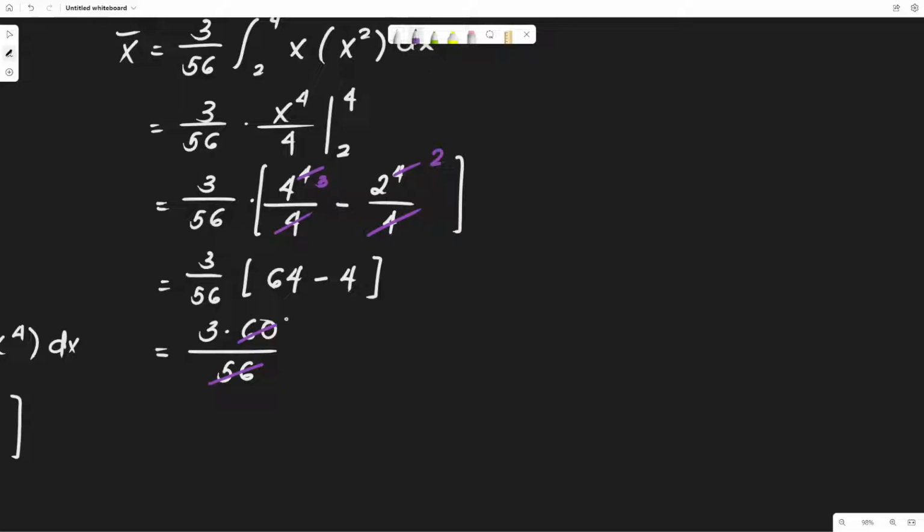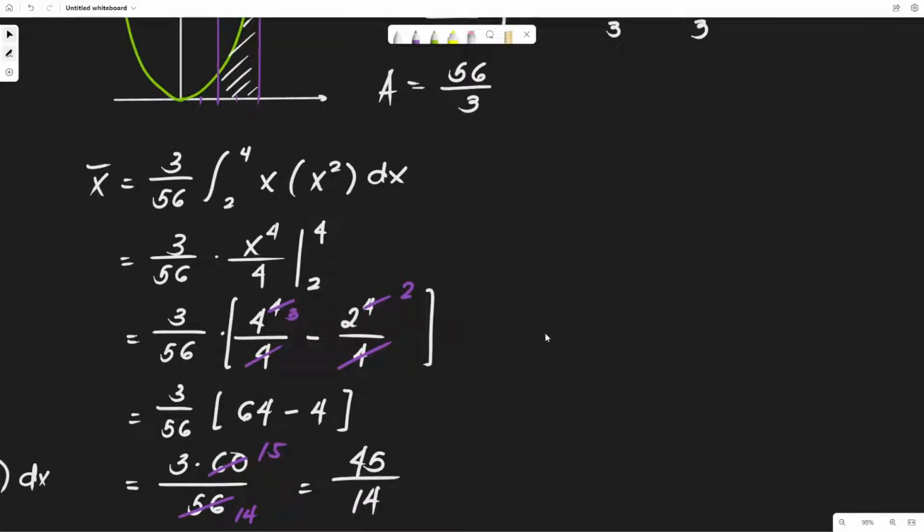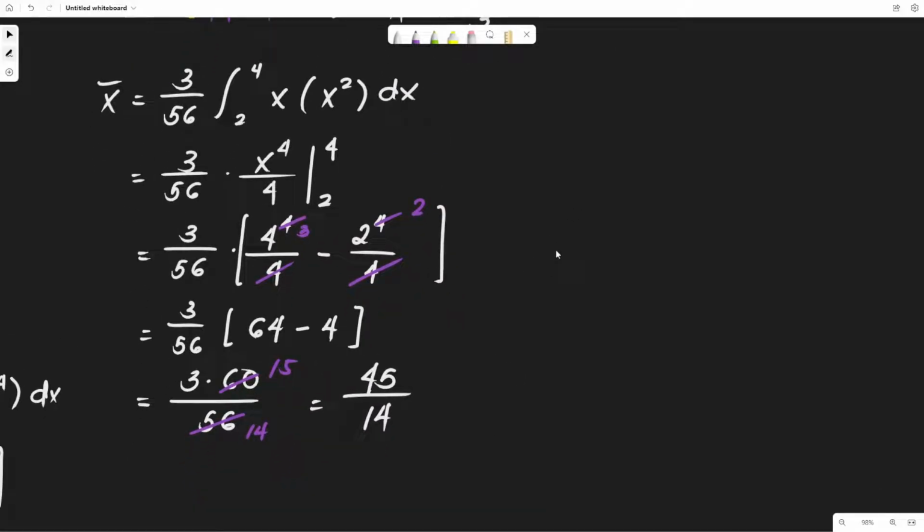So we have 15 over 14. So therefore, our x is equal to 45 over 14. Ito yung coordinate ng ating x, no? So it is somewhere in 3, no? Am I right? Double check ko. Sorry, that is 3.21, no? So medyo near sa 3.